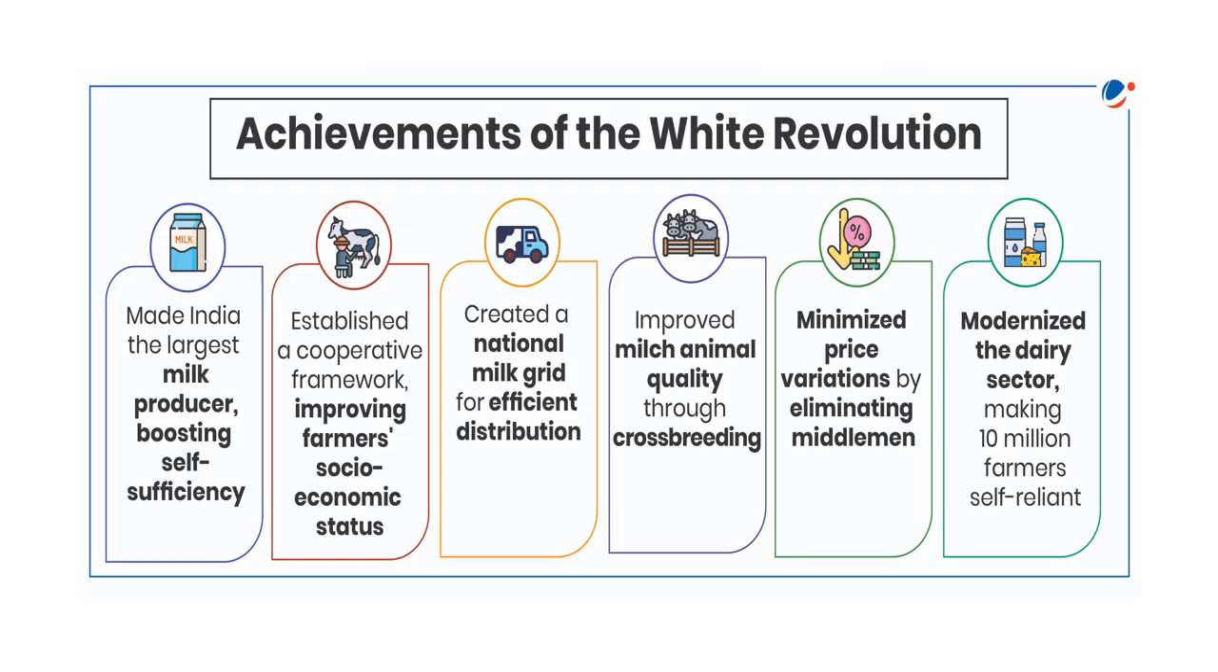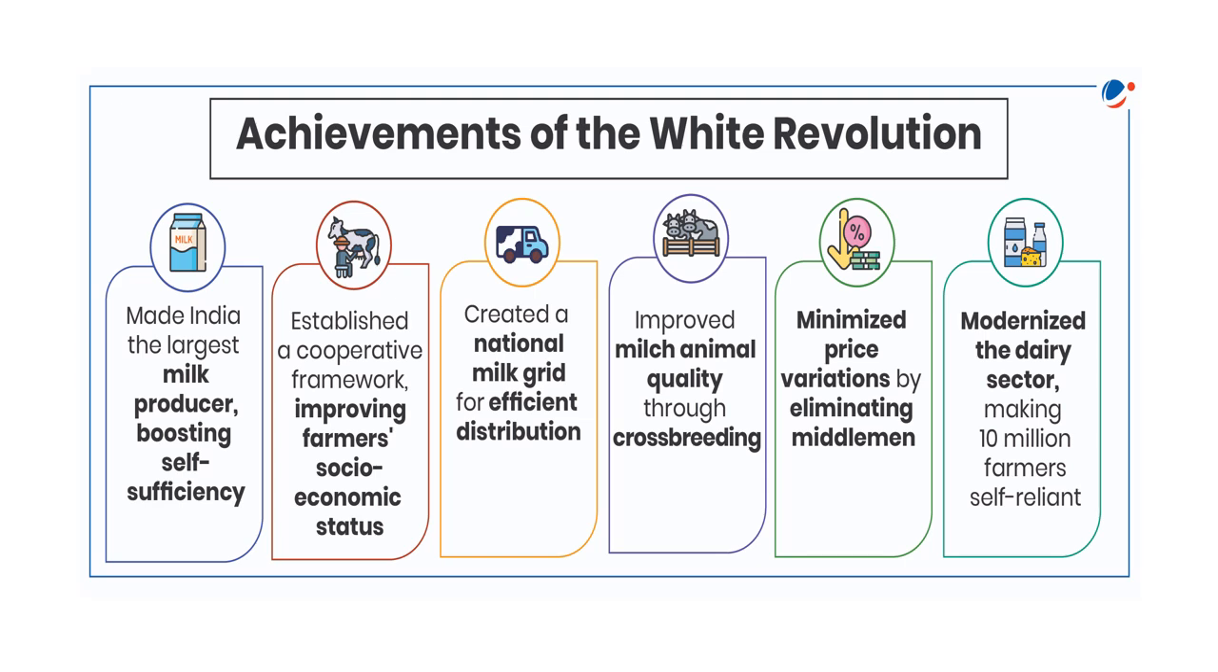Here briefly we will see the achievements under White Revolution. This we have discussed in detail in my earlier lecture on dairy development in India. Firstly, this program made India the largest milk producing country and boosted self-sufficiency. From 1998, India is the largest producer of milk, and presently our production is about 240 million metric tons. This has established a cooperative framework, improving farmers' socio-economic status, and created a national milk grid for efficient distribution.